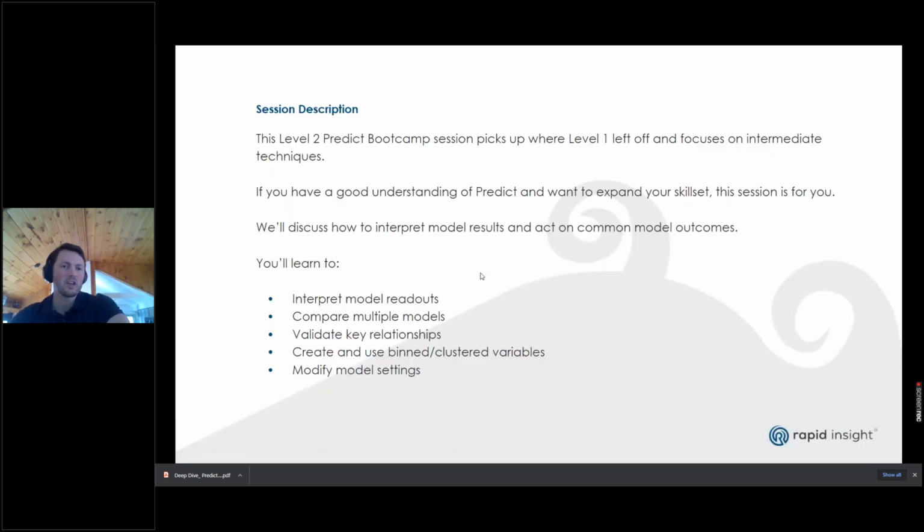Now, on to the actual presentation. This is the session description. I'm not going to read this, but I like to include it for posterity. Hopefully this is what you were all planning to see between 2 and 3 o'clock Eastern today.